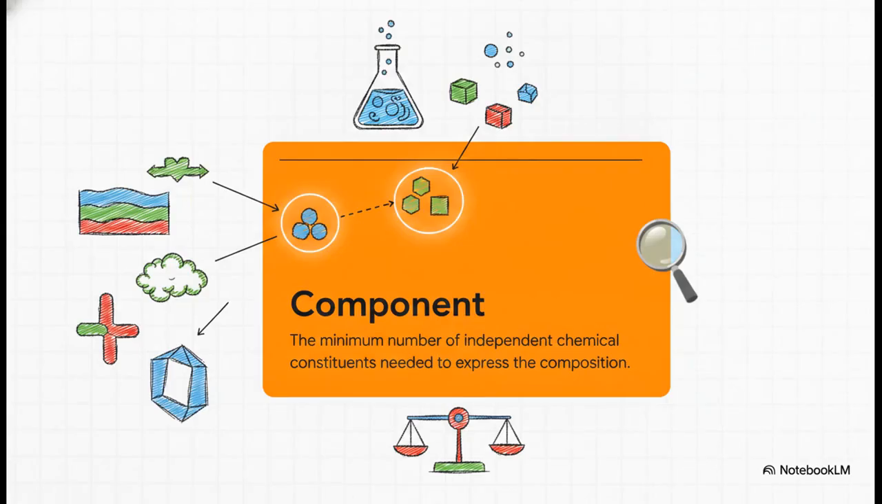Next up, the component. And right here is a crucial distinction. A component isn't just any ingredient you toss into a beaker. It's strictly defined as the bare minimum, the absolute least number of independent chemical constituents needed to express the composition of all phases present in your system. It's the most efficient way to mathematically describe every single phase we just talked about.